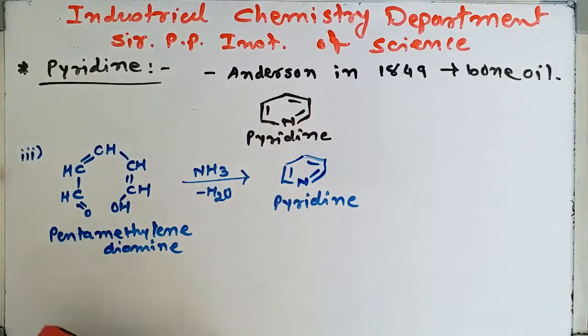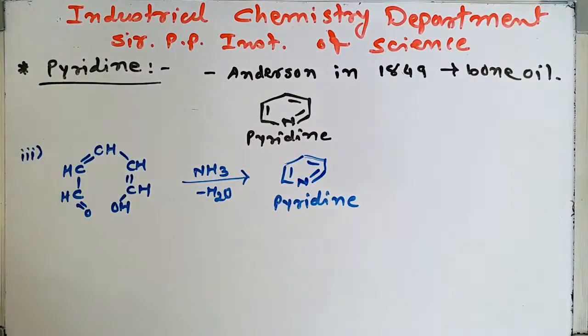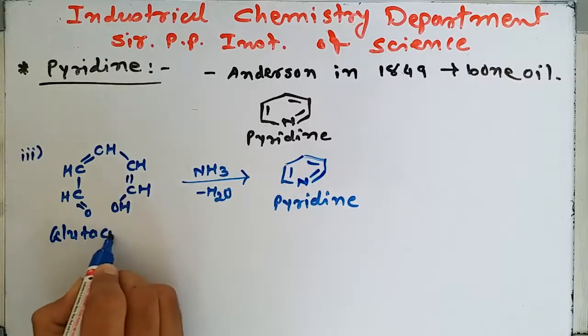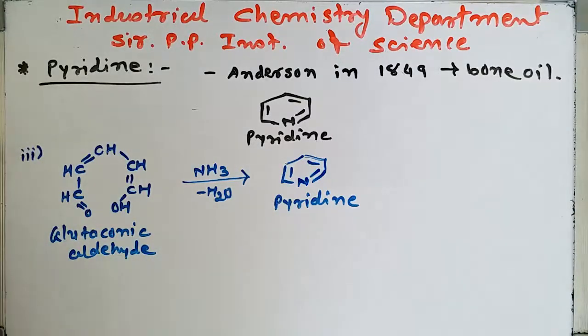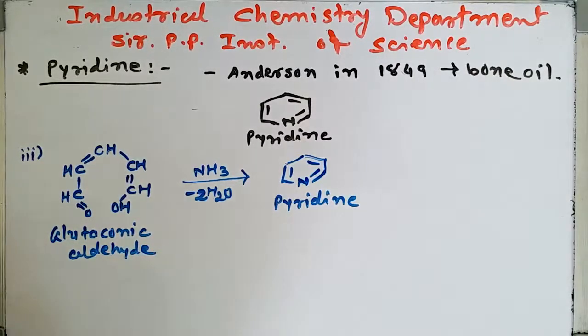Sorry, we have a mistake. This is not pentamethylene diamine, but this compound is glutaconic aldehyde. Glutaconic aldehyde and ammonia are treated with each other. Removal of two water molecules, sorry, not hydrogen, it converts into pyridine.